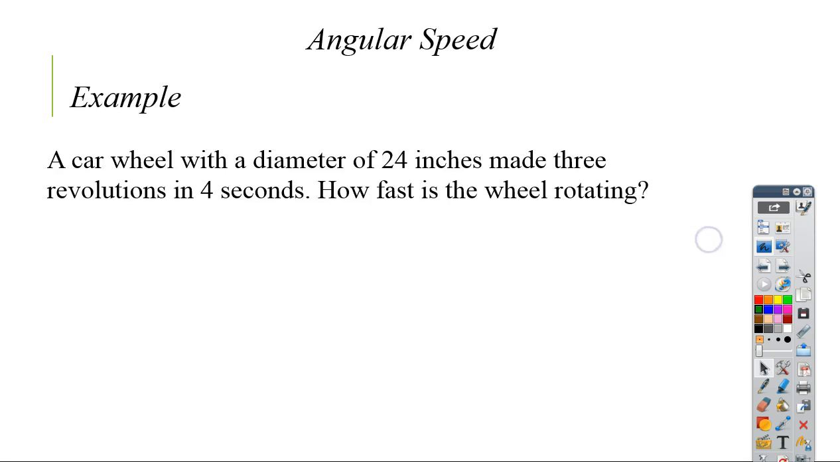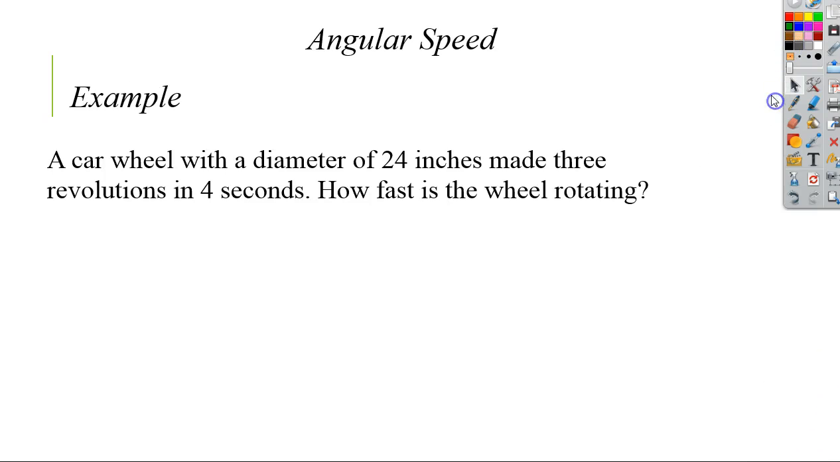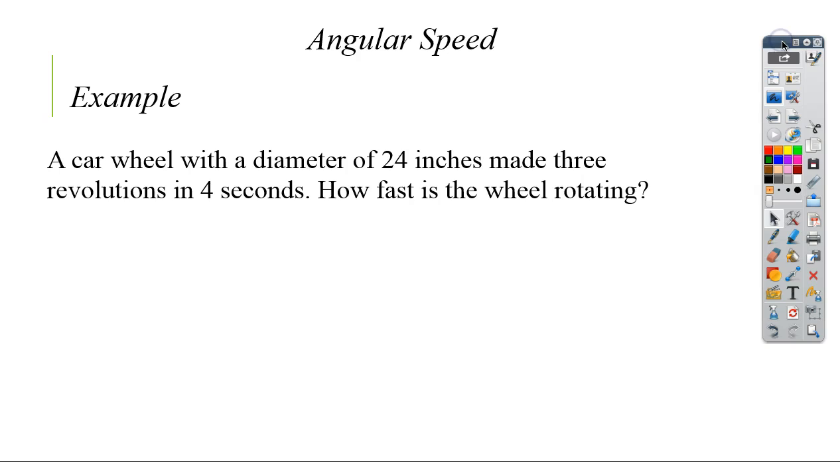Next example. This example says a car wheel of diameter 24 inches made 3 revolutions in 4 seconds. How fast is the wheel rotating? So again, I take a look at the question. It says how fast. Good. I got two velocities, linear and angular. Which one am I going to use? Wheel rotating means I'm going to be using angular. I need to find my angular velocity.